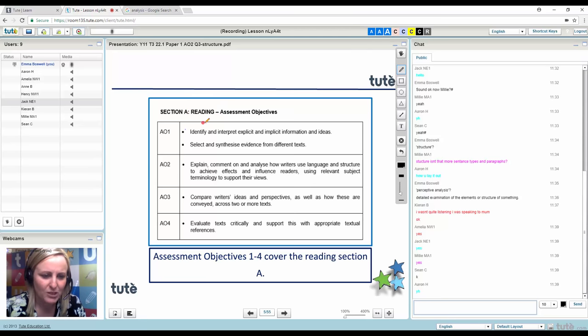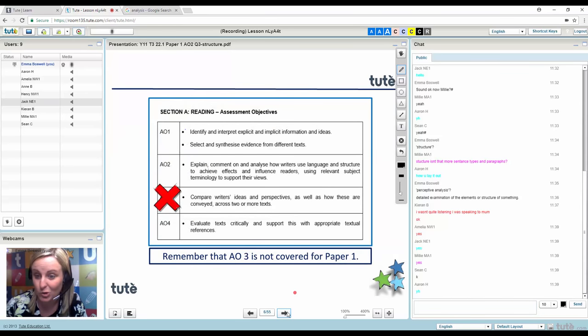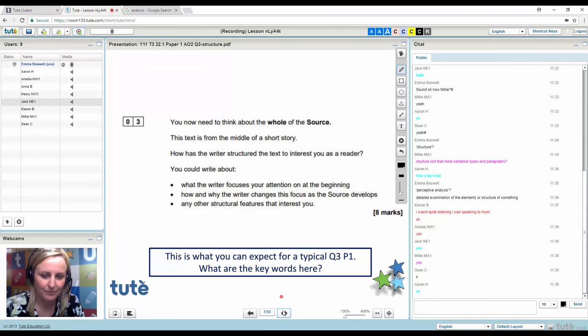Okay, so just to remind you about our reading assessment objectives as well. So remember, AOs 1 to 4 are all your reading assessment objectives. So these are the different skills you have to cover in the reading questions in the exam. Apart from in paper 1, we don't look at AO3. So remember, that's the one that's just covered in paper 2.